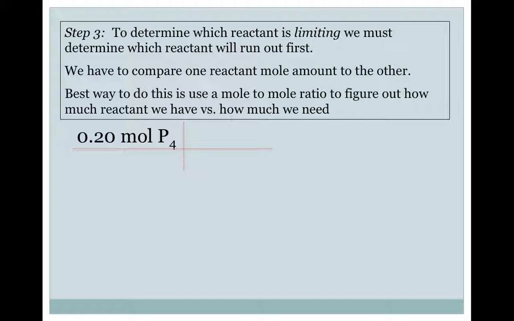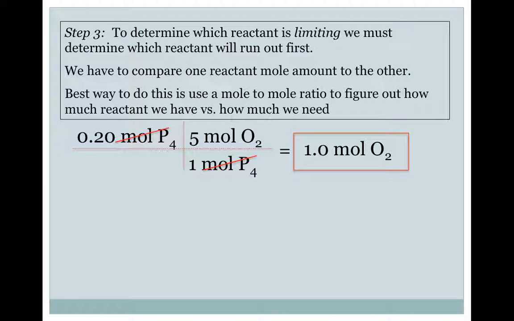The way you do that is a single mole-to-mole ratio problem where you start in moles and end in moles. Just as a constant, so we're all having the same work, you're going to pick the smallest mole amount, just 0.2 moles of P4. You use your mole-to-mole ratio and your coefficients to determine how much O2 you would need. If you have 0.2 moles of P4, you would need 1 mole of O2 to react with that. That is exactly 5 times the amount.